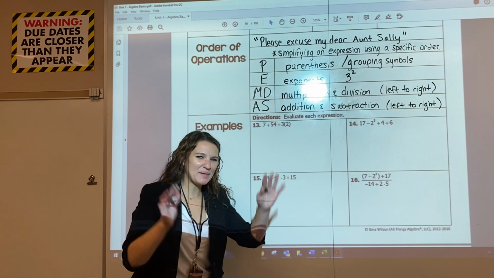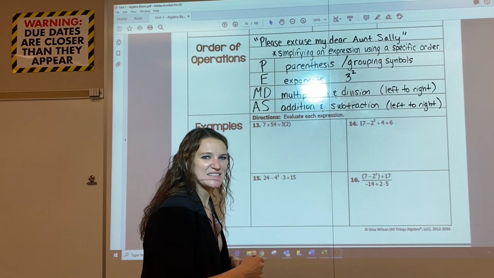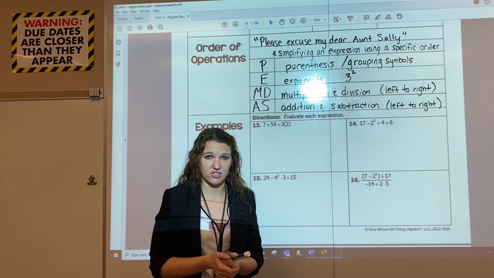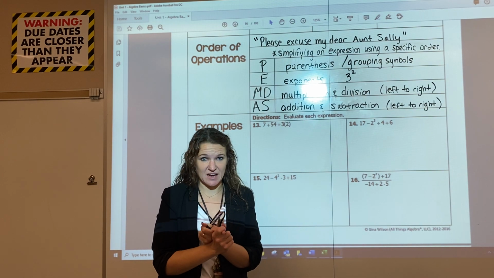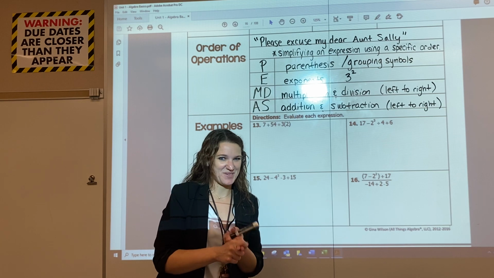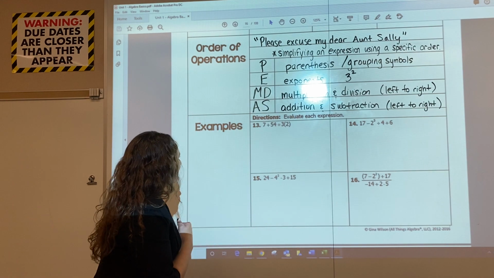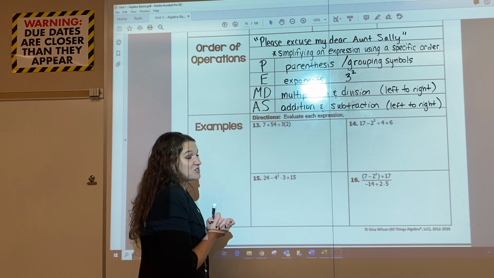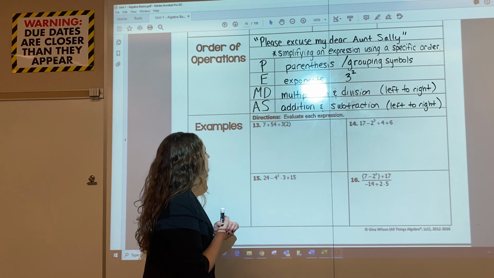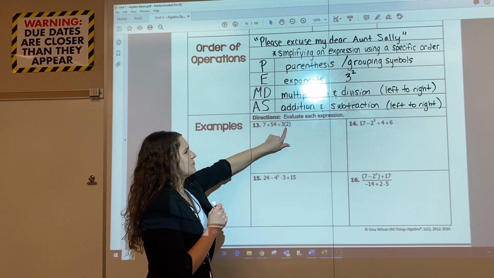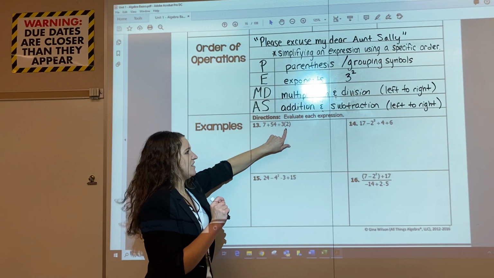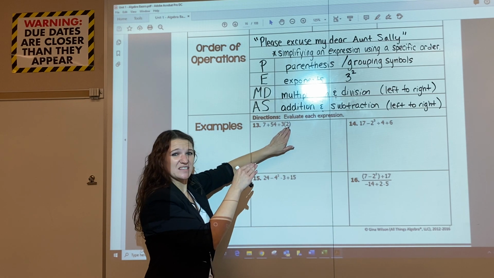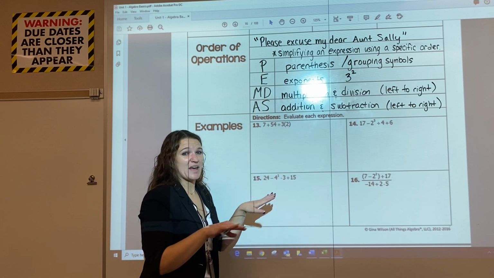All right, now that we've got the basics covered, let's go ahead and try some out. One suggestion is whenever you are doing order of operations, make sure you do one step at a time and you take your time. All right, let's get started. For number 13, our first example, we're gonna first start by looking for parentheses. I see some here, but in this situation, they're representing multiplication.